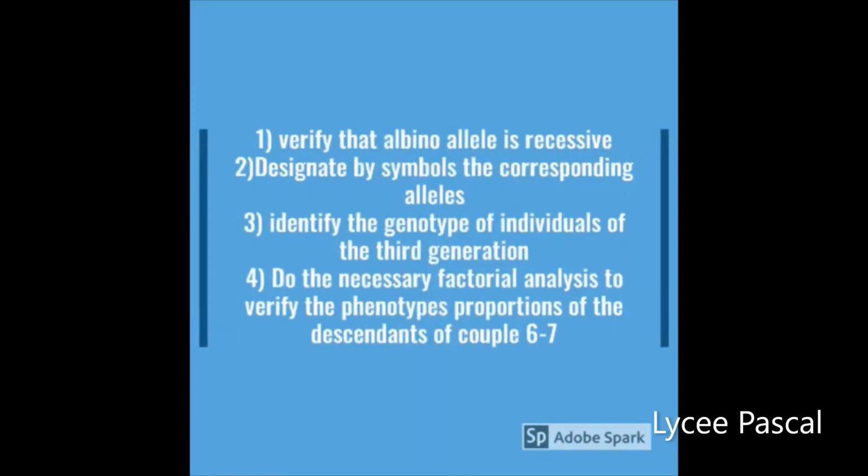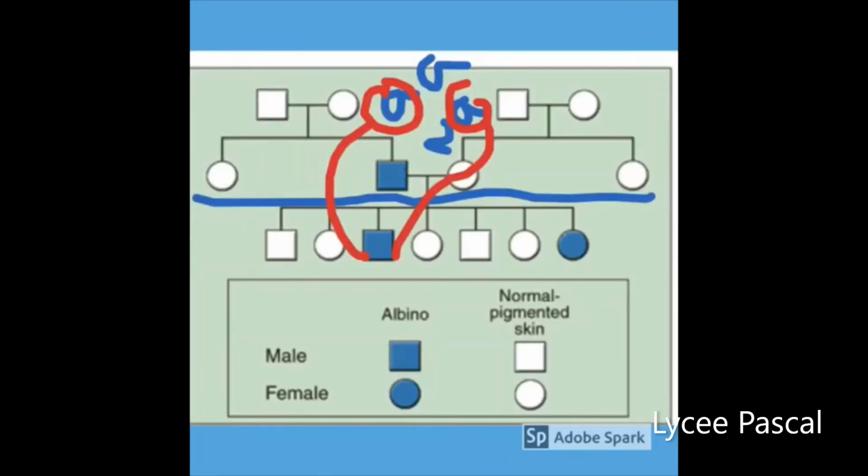The third question is to identify the genotype of individuals of the third generation. Now let's start answering. I underlined the third generation with the blue color. I'm going to start with couple number 6 and 7. If we look at number 6, we already said that number 6 is an affected individual, and we already wrote the symbol lowercase a. So child number 6 has received a from his dad and a from his mom.